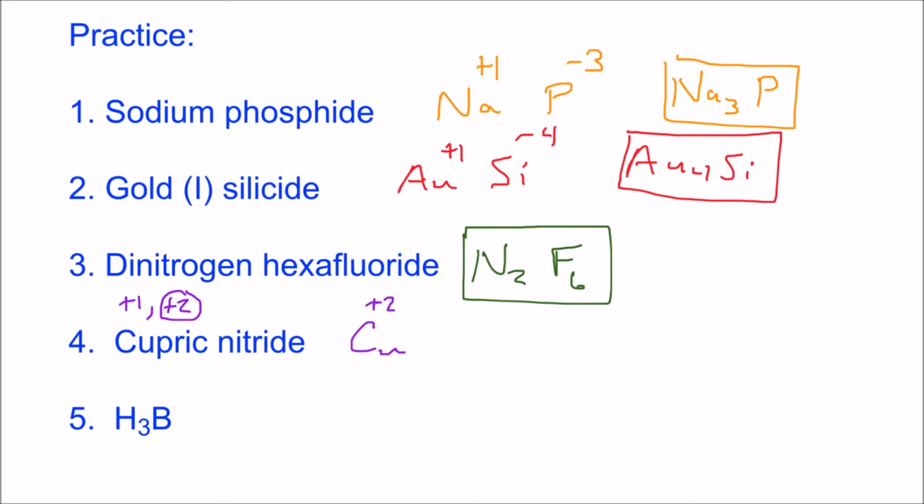Okay? The next thing I have is nitr, which is telling me that the second element is nitrogen. The only possible oxidation state for nitrogen is -3. So I'll crisscross and reduce. So I have Cu3N2.